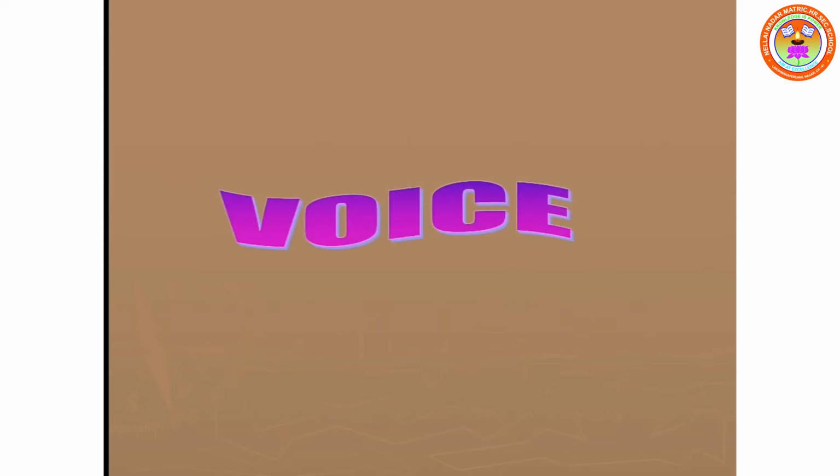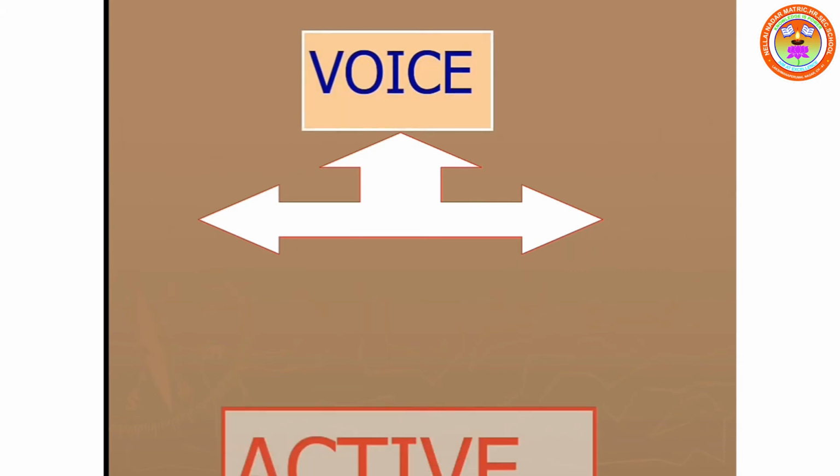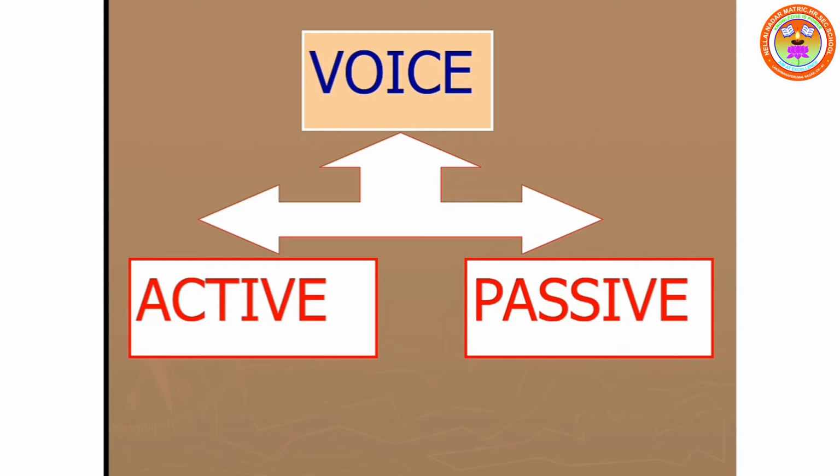Dear children, today's topic is voice. Voice is the form a verb takes to indicate whether the subject of the verb performs or receives the action. A sentence can be written in active voice or passive voice. Today we will learn the difference.